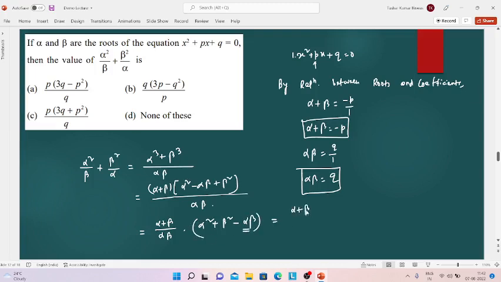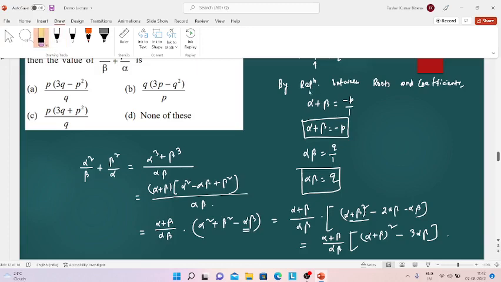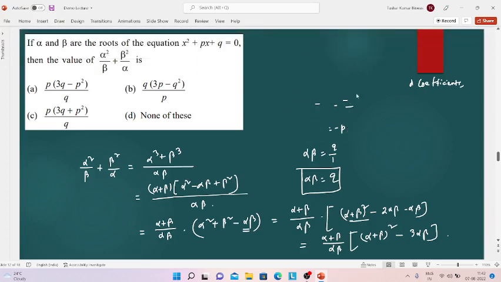So we can write this part as alpha plus beta whole square minus 2 alpha beta minus alpha beta. We know a square plus b square can be written as a plus b whole square minus 2ab. Okay, so you can see that alpha plus beta by alpha beta into this part is alpha plus beta whole square minus 3 alpha beta, right. Okay, so let me erase some part, because I need some space to write down all these things.